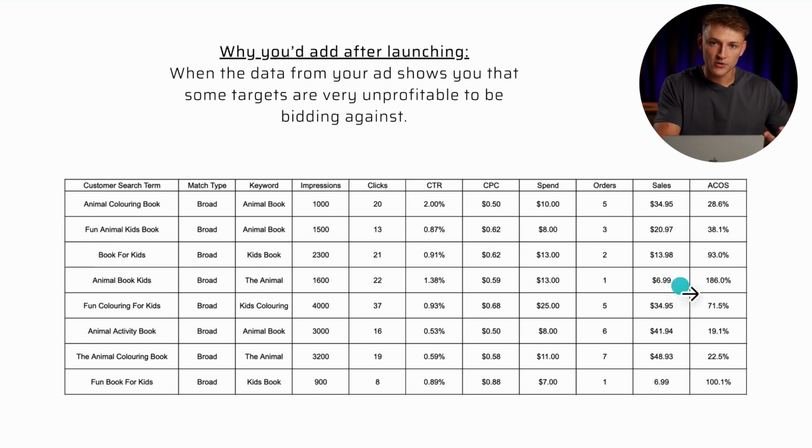Therefore, after we've launched our ad, we've now got our data back and we know this is a bad keyword. So this is an example of when you would add this exact keyword, animal book kids, as a negative target after you've launched your campaign, because it's doing nothing for you. It's only spending money and it's doing so very unprofitably.